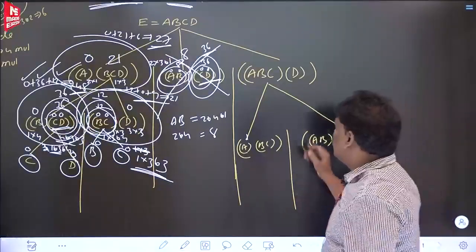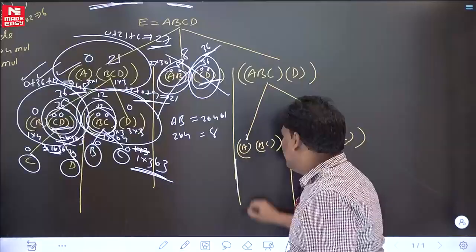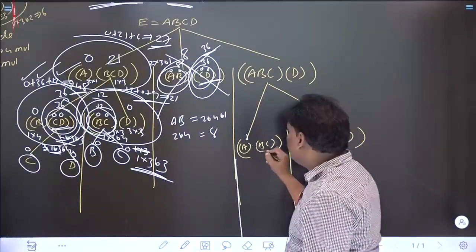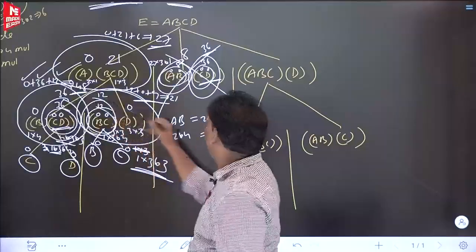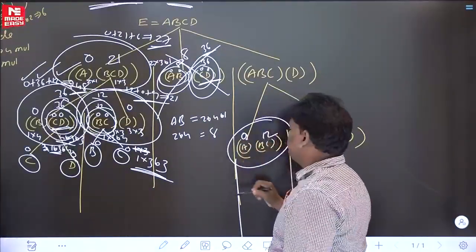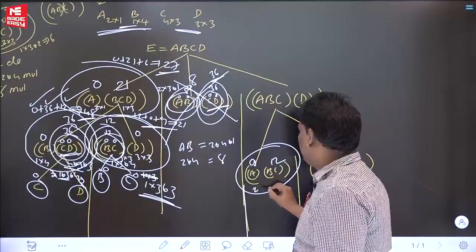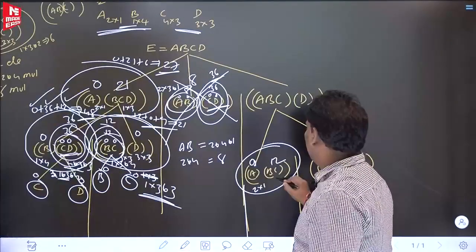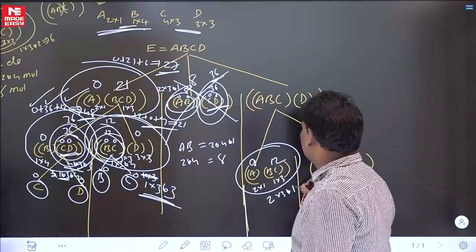To do A, B, C there are two ways: A into BC, and AB into C. Let's see one by one. If you want to do A into BC, first BC is required; somewhere BC is available. See this one, BC is 12. What is A? 0. Let's combine it. A size is 2 by 1, BC size is 1 by 3. The overall size is 2 by 3 into 1. What is the answer? 6 multiplications.